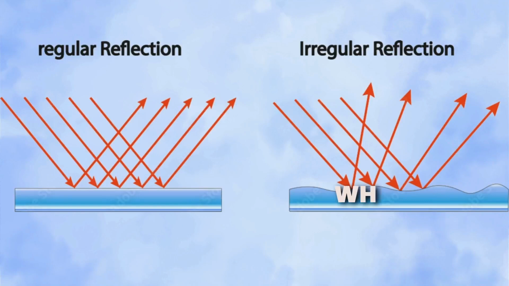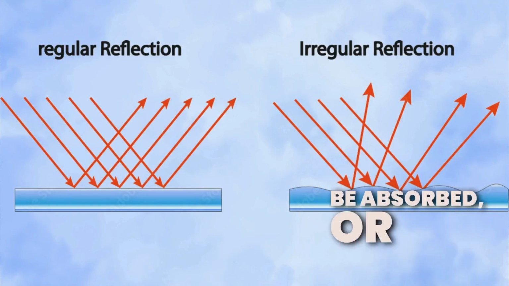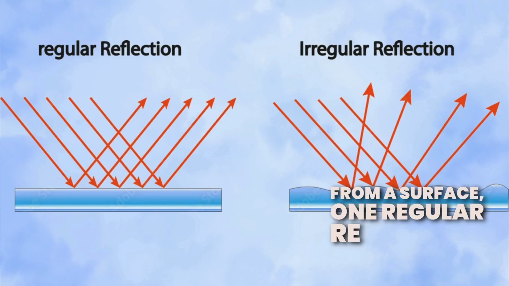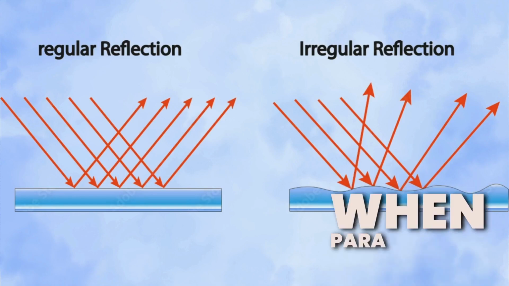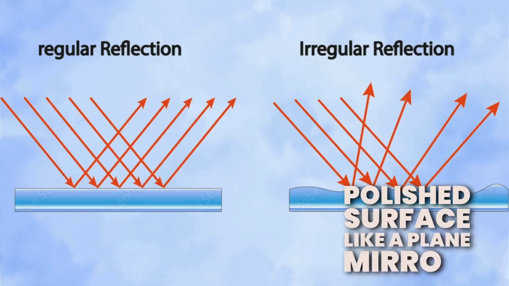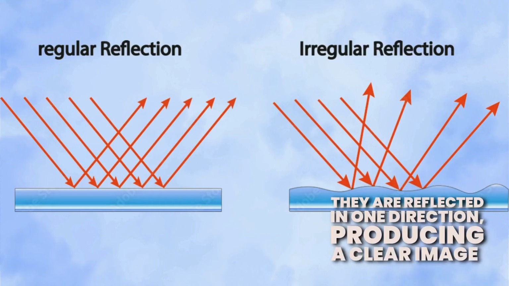Reflection of light. When light falls on a surface, it may pass, be absorbed, or get reflected. Reflection is the bouncing back of light from a surface. 1. Regular reflection. When parallel rays fall on a smooth, polished surface like a plane mirror, they are reflected in one direction, producing a clear image.